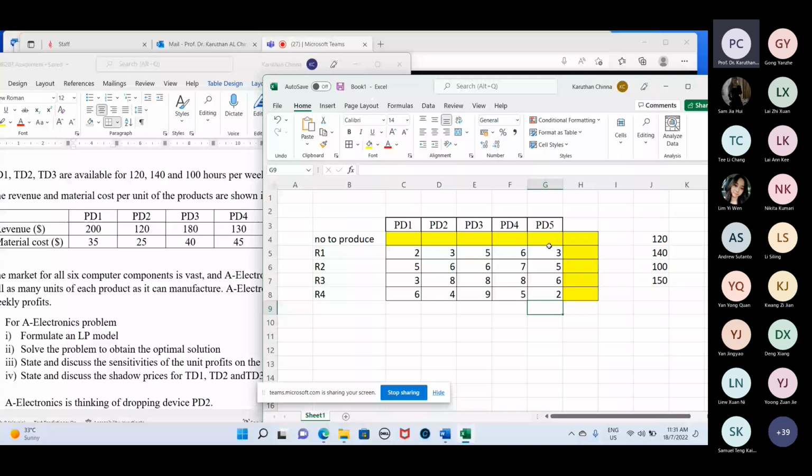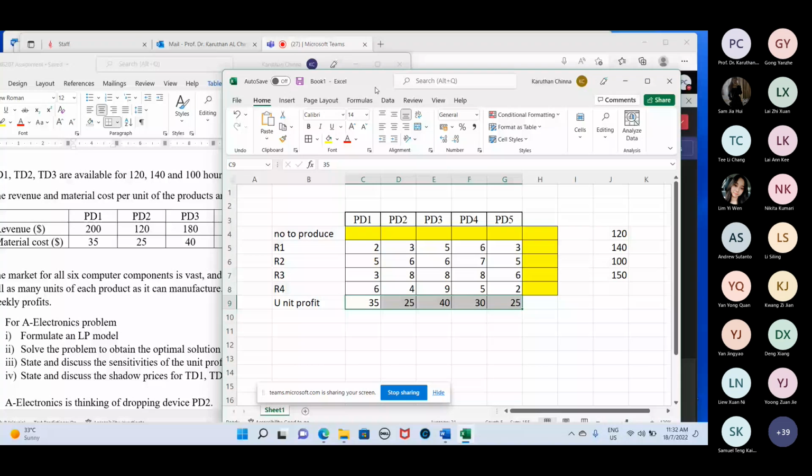What goes below here? Unit profit. So what's the unit profit for product 1? Let's say here I have 35, 35, 40, 30, 25. Okay, I'm creating my own example. Okay, what else do we need?